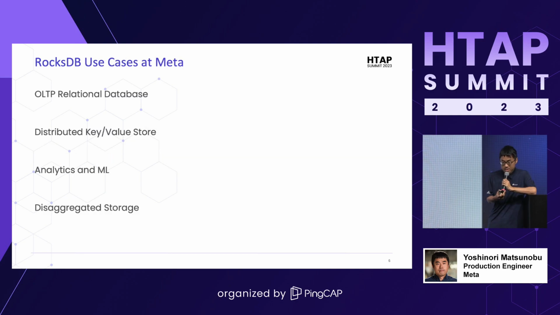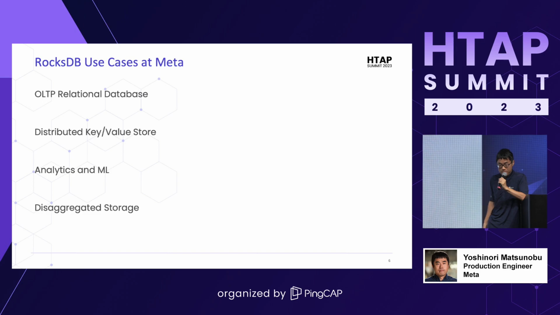So, RocksDB use cases at Meta. There are multiple use cases. RocksDB was a key-value store, more for OLTP use cases. OLTP relational databases are the most common use case, but we are expanding the RocksDB use cases to distributed key-value stores, and we started using it for analytics and machine learning. And recently we started expanding to use cases for disaggregated storage. Today I'm going to talk about these use cases.